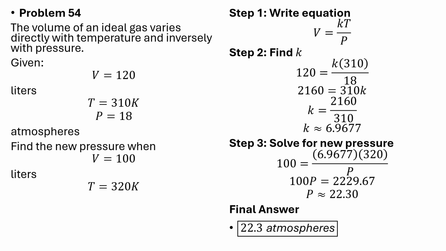The volume of an ideal gas varies directly with temperature and inversely with pressure. First, determine the constant of variation using the original conditions. Then substitute the new temperature and volume. The resulting pressure is approximately 22.3 atmospheres.